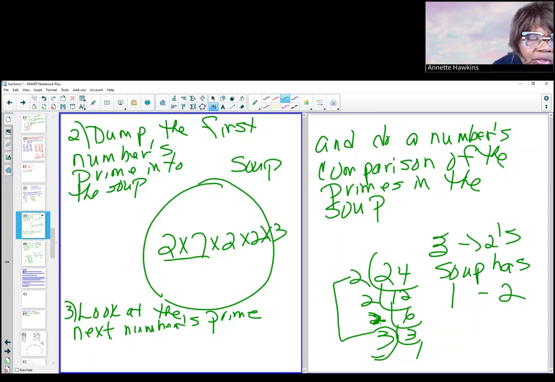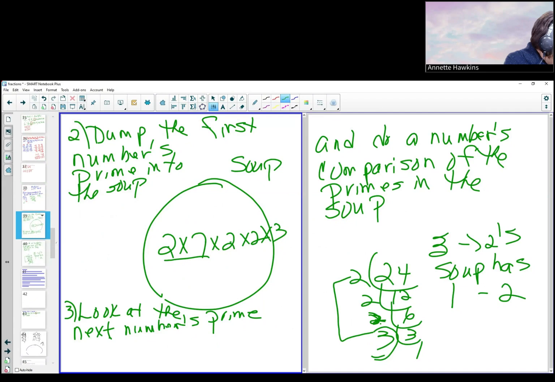All right. So the primes for this number are 2s and 3s. I need 3 2s. I need 1 3. I look at my soup and see if I have 3 2s. If I don't, I have to make sure I do. I need 1 3. If I don't, I need to put it in. So this is my LCD. So let's see what this number is. It should be 168. Okay, let's see.